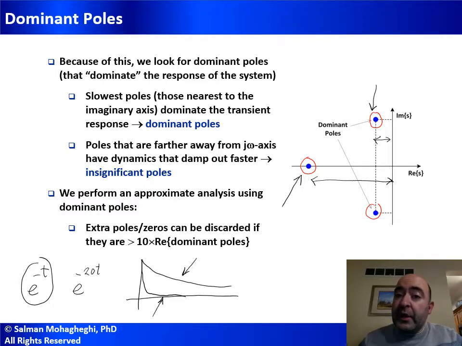We can actually do the exact same thing with a 0. So if you have a 0 whose distance from the j omega axis is more than 10 times larger than the distance of the dominant pole to the j omega axis, you can safely ignore that 0 as well.